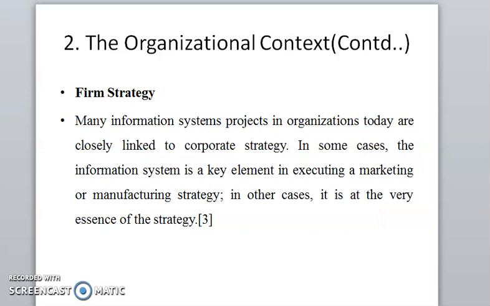What is firm strategy in the organizational context? Many information system projects in organizations today are closely linked to corporate strategy. For examining firm strategy, examples include globalization, right sizing, customer and supplier relations, and just-in-time inventory and manufacturing. So information system is a key element in executing a marketing or a manufacturing strategy.